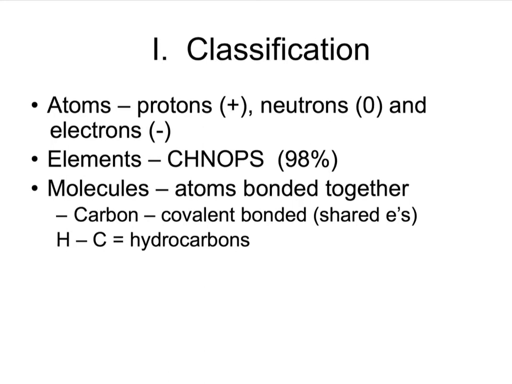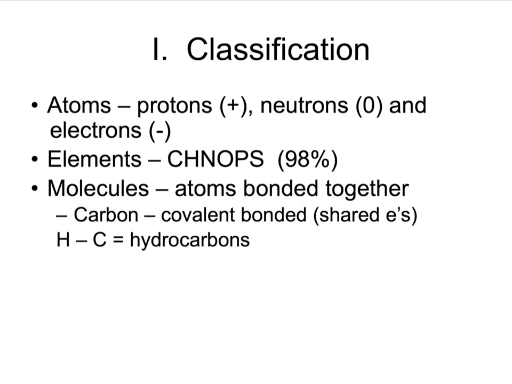As you remember from chemistry, we have different groups of particles, atoms being the first, each with particular charges: protons, neutrons with no charge, and electrons with a negative charge. Most elements in biochemistry that make up organic tissue consist of very few elements. We use the acronym CHNOPS: carbon, hydrogen, nitrogen, oxygen, phosphorus, and sulfur make up almost 98% of the organic material, along with some other trace minerals and elements.